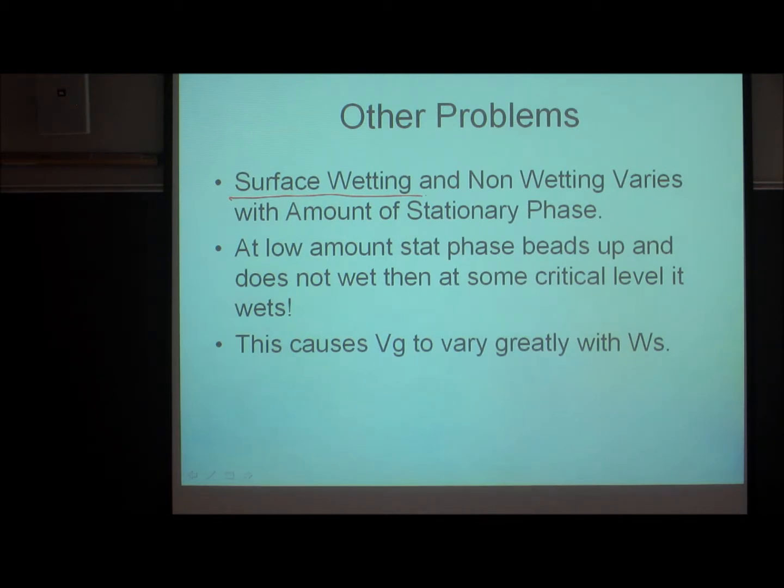But the basic problem is if it doesn't wet, you're going to get very strange looking plots of your specific retention volume, which is VR prime over WS versus WS. It's not going to be linear, it's not going to be flat. It can actually show maxima in it. It's weird, and usually the peak shape is terrible, the HETP is terrible. This is not something you want. You want to get a thin film.